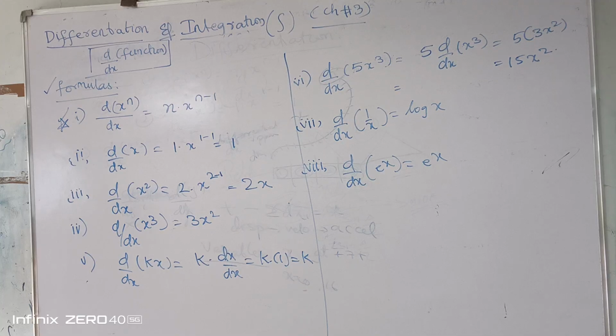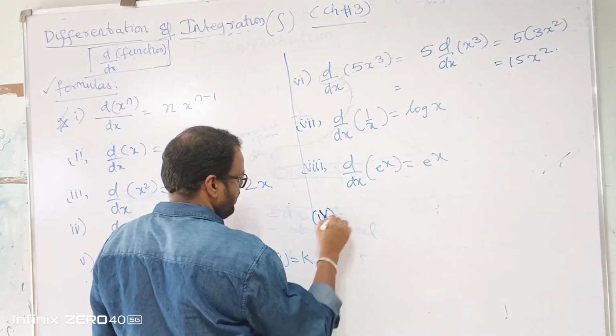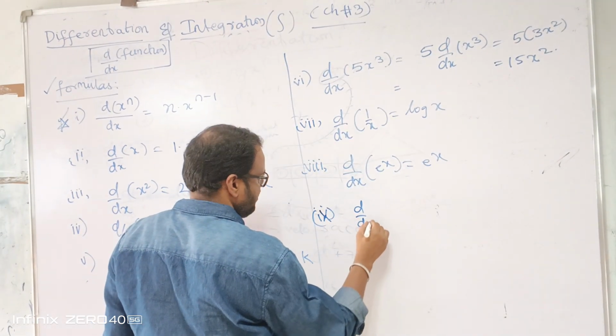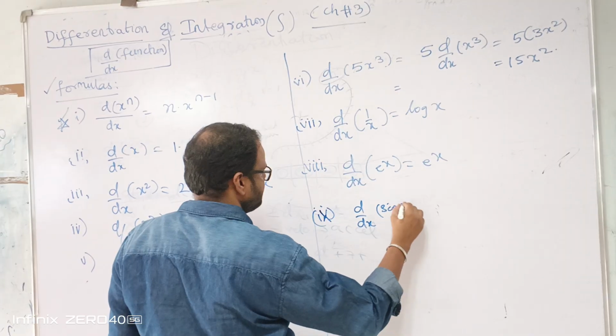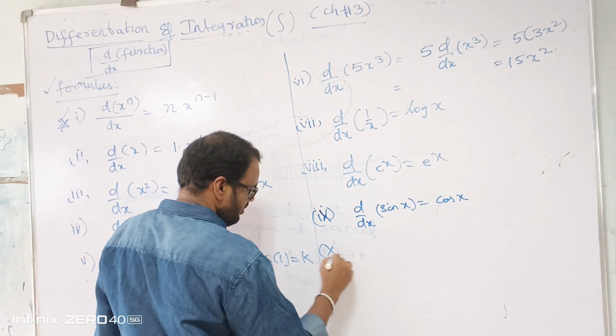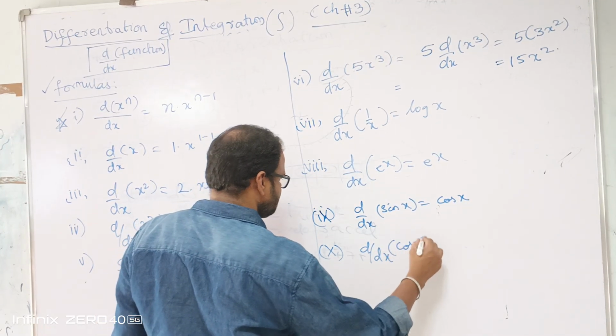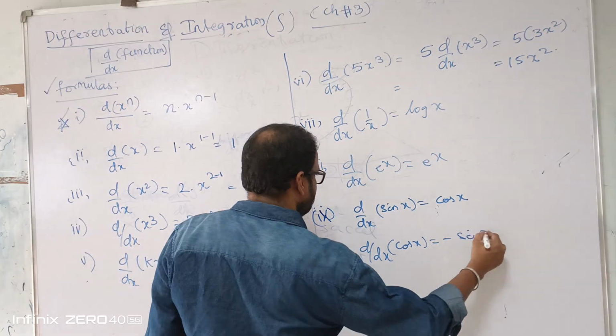Next formula is the ninth one. D by dx of sin x is equals to cos x. 10th one, and the last formula for today, d by dx of cos x is equals to minus sin x.